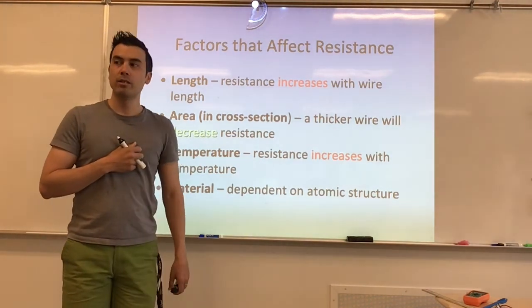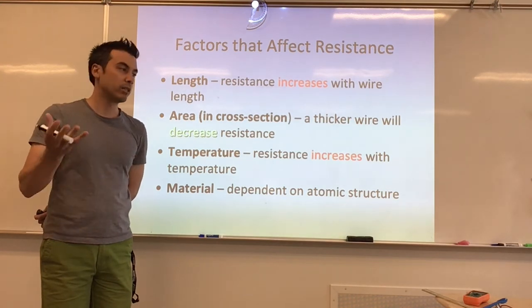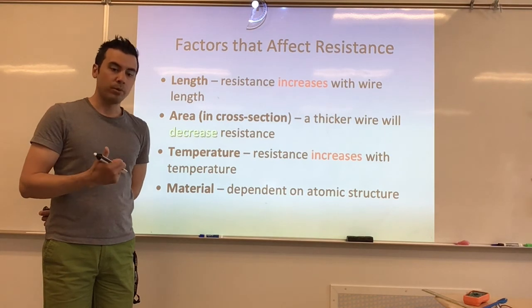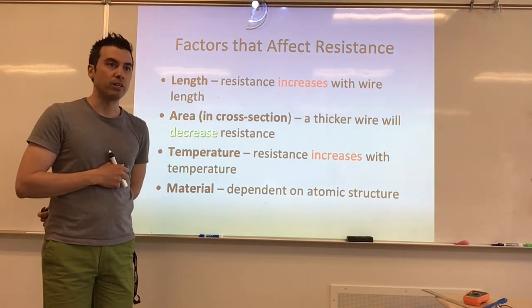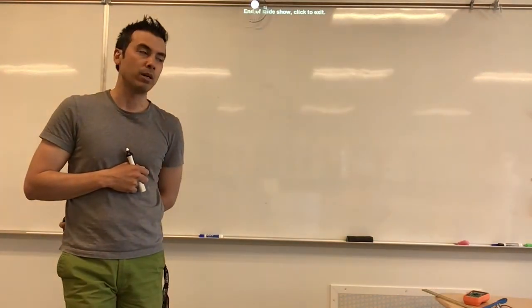Material: some metals are better than others at conducting electrons, like we've already talked about. Copper and silver are very good conductors, whereas something like tungsten isn't conducting electricity as well.